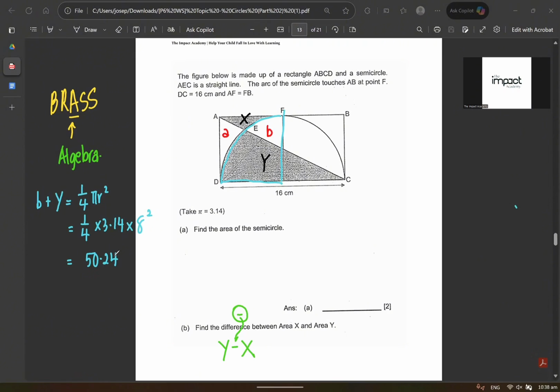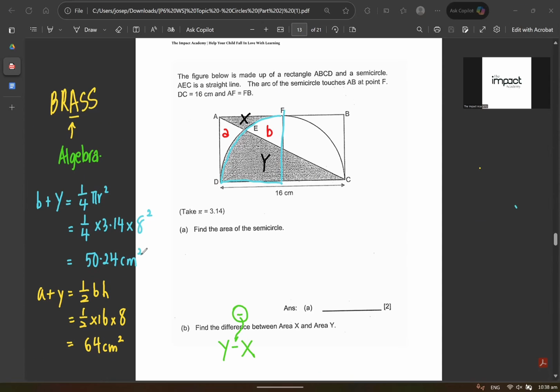What else can I find? I can also find a plus y. You can see this is a triangle, half times base times height. Half, what's my base? 16 is my base, and height is 8. How much is this? This becomes 64 centimeter square. Does it make sense to you? Of course, over here you can write cm square as well.